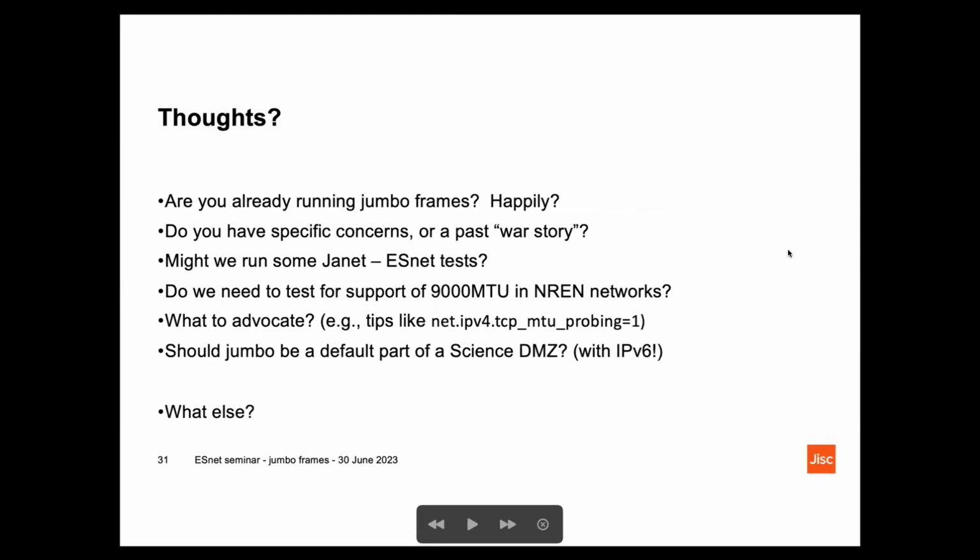So, final slide: who on the call is already running jumbo frames? Has it been a happy story? Do you have specific concerns or maybe some past war stories?